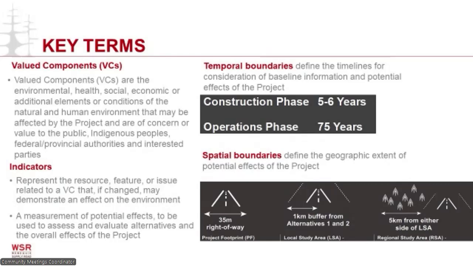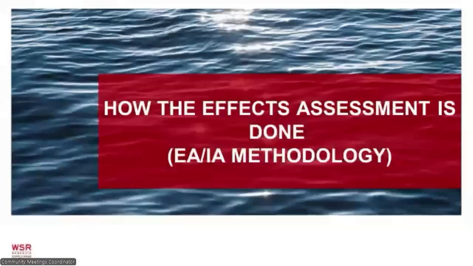Valued components, or VCs, are what are to be studied in the EA and IA. Indicators are the ways to measure potential effects for VCs. Temporal boundaries is the timeline for assessment, and spatial boundaries are the geographic areas for assessment. Now we are going to talk about how the effects assessment is done.